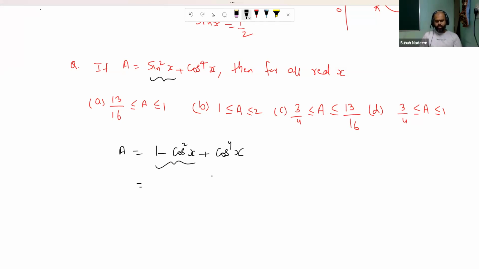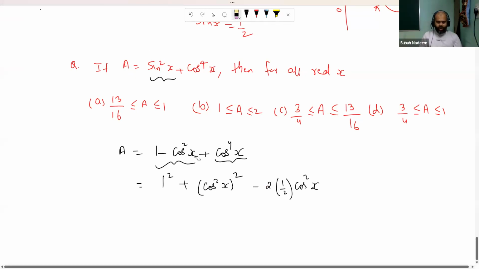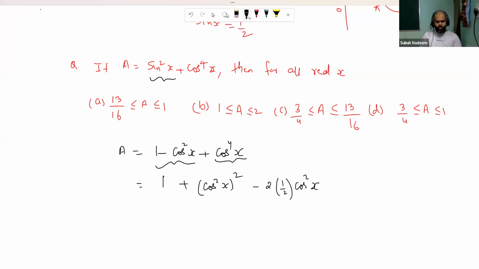Now it will not be 1 plus cos square x because it is cos to the power 4 and this is cos square. So you can't write it as 1 plus cos square x, but what you have to do is this is 1 square. This is cos square x whole square, which is cos to the power 4x. And what you do further, minus cos square x you can write as 2 into 1 by 2 into cos square x. So we multiply by 2 and divide by 2 and call it 1 only.